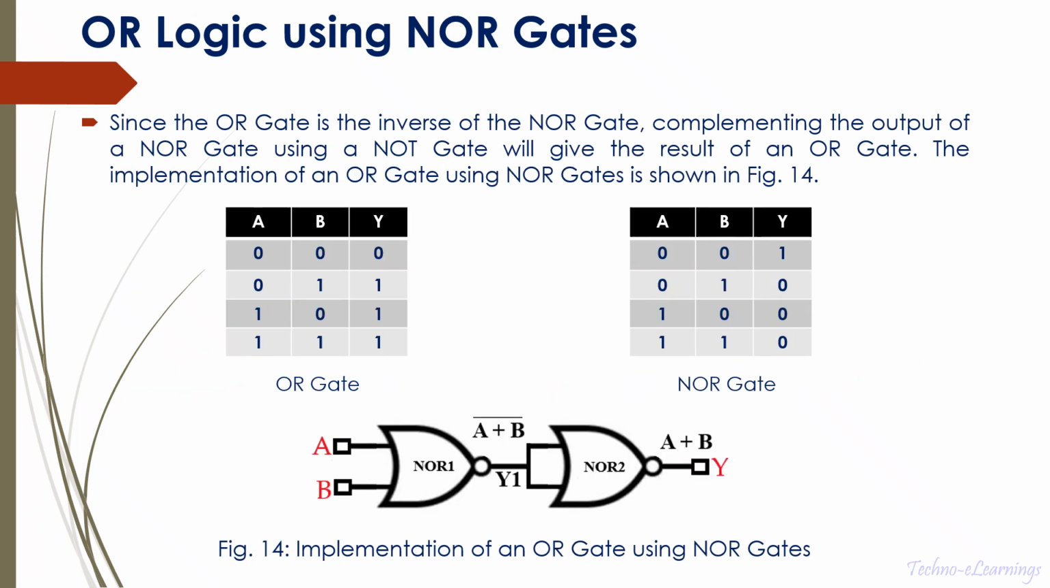OR logic using NOR gates. Since the OR gate is the inverse of the NOR gate, complementing the output of a NOR gate using a NOT gate will give the result of an OR gate. The implementation of an OR gate using NOR gates is shown in figure 14.